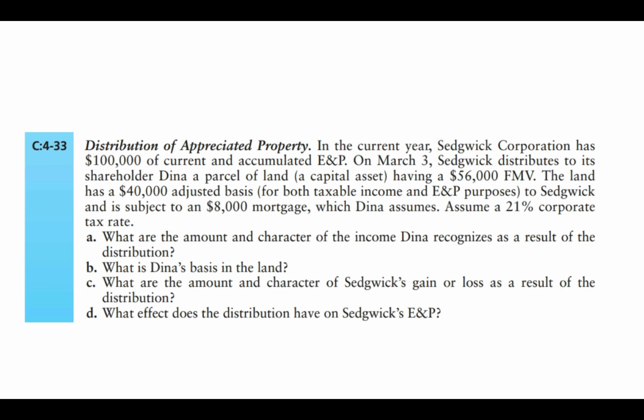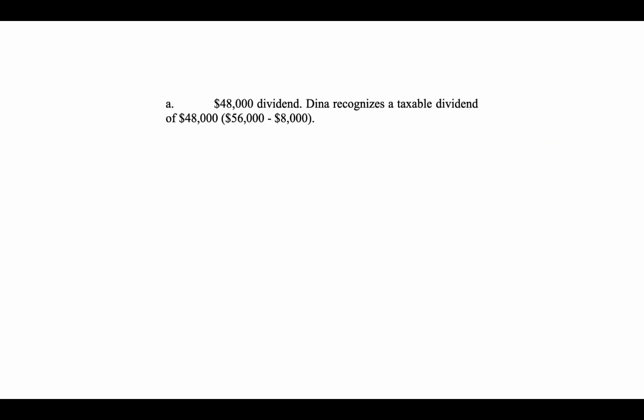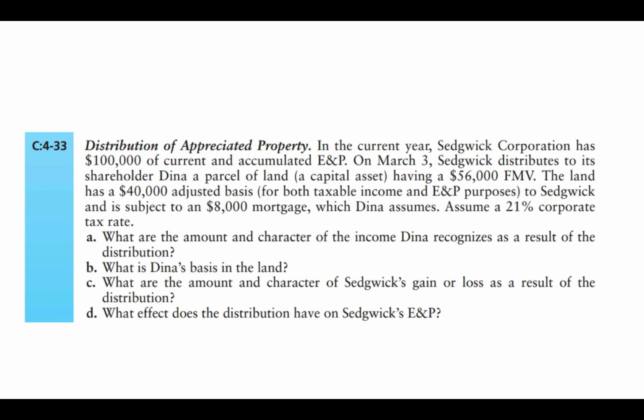All right, so first, is this distribution a dividend? Well, let's see. We have $100,000 of current and accumulated earnings and profits, and the value of the land is $56,000. So yes, this is a dividend. So what are the amount and character of the income she recognizes as a result of the distribution? All right, so she has a $48,000 dividend because we measure the dividend as the fair market value of the land minus this mortgage that she has assumed. Her basis in the land is going to be $56,000 because we don't reduce the basis based on the debt.